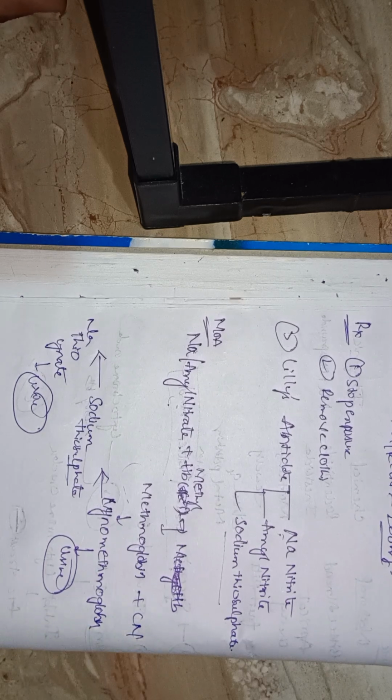See, this is Lilly's antidote, very, very important. Lilly's antidote consists of amyl nitrate, sodium nitrate, and sodium thiosulfate. When amyl or sodium nitrate is added, hemoglobin is converted into methemoglobin. When there is cyanide in the body, this methemoglobin combines with the cyanide to form cyanomethemoglobin. Cyanomethemoglobin is generally excreted when we have an antidote like sodium thiosulfate. It is converted into sodium thiocyanate, which is excreted in the urine. This is the antidote of cyanide.